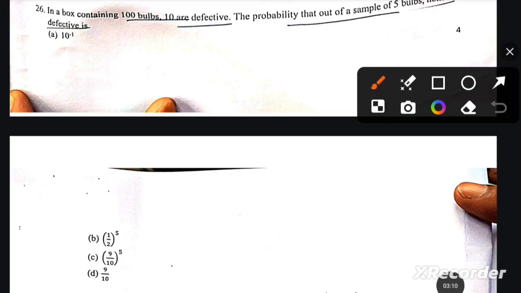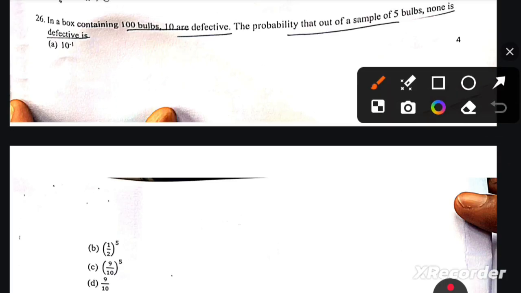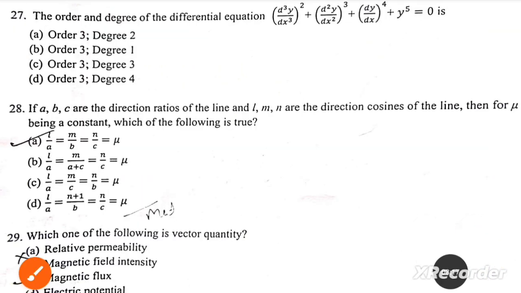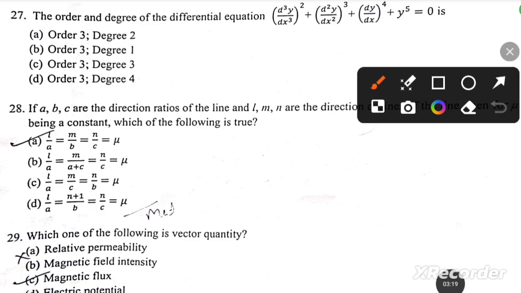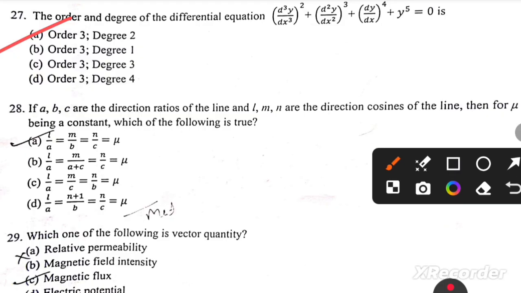In a box containing 100 bulbs of which 10 are defective, the probability that out of a sample of 5 bulbs none is defective is (9/10) raised to the power 5. The order and degree of the given differential equation is: order is 3 and degree is 2. If a, b, c are direction ratios of a line and l, m and n are direction cosines, then for mu being a constant, which of the following is true?